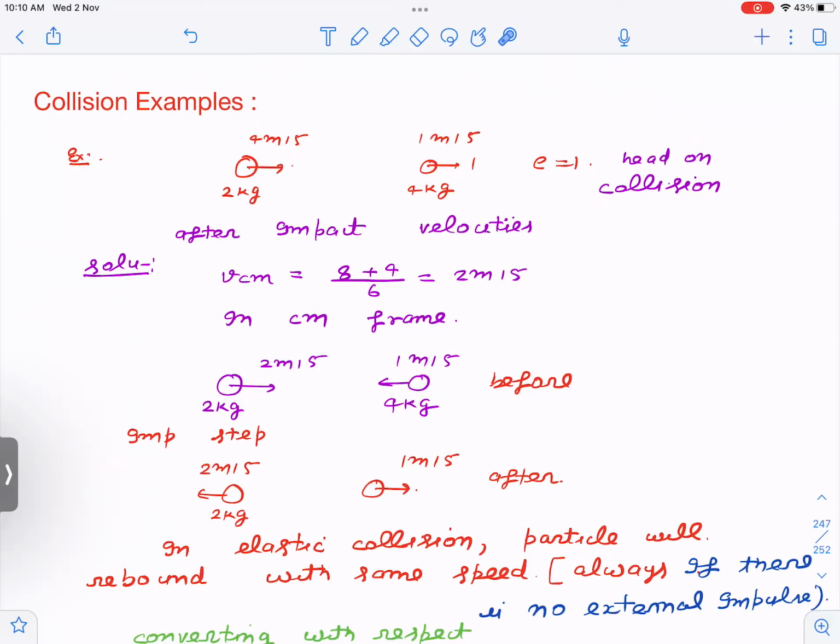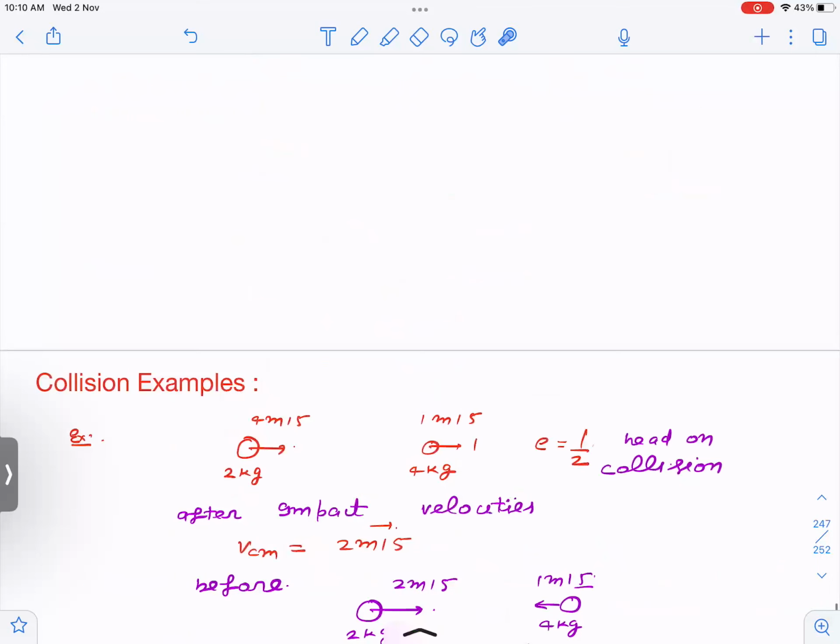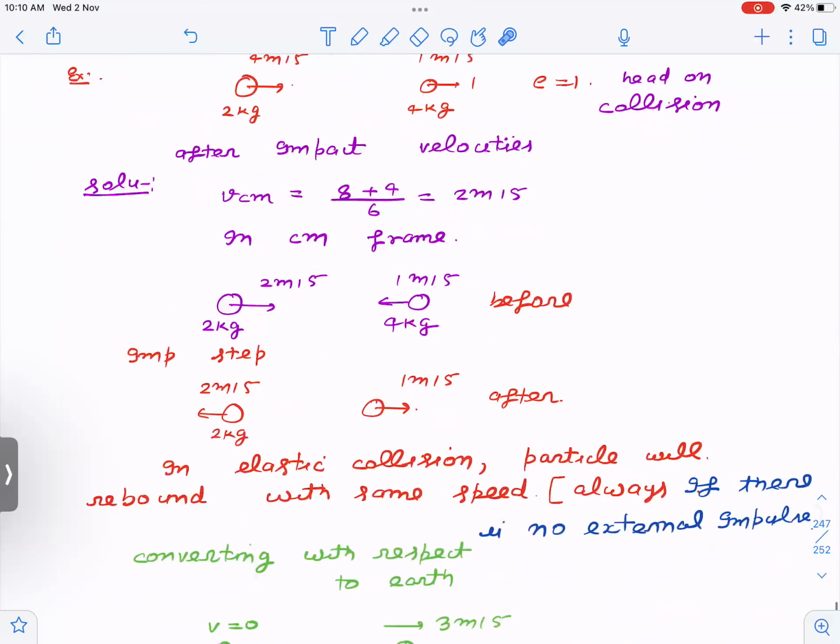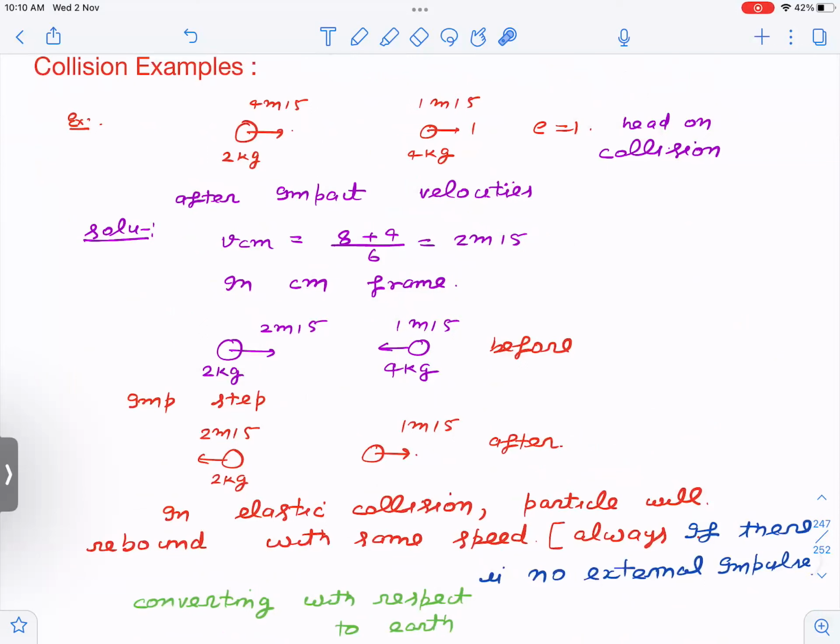So let us find the velocity of CM, that is (m1 v1 + m2 v2) divided by (m1 + m2), which is 2 meters per second. Go to the CM frame and modify the velocities. Now, where is CM? CM is moving to the right with 2 meters per second. So you start moving with 2 meters per second. With respect to you, the velocity will become 2. Give the velocity of CM in the opposite direction, so this becomes 2, and this will become 1.